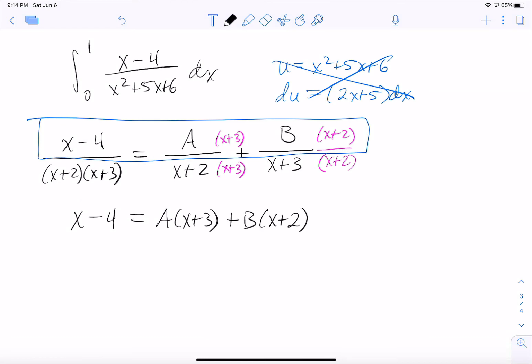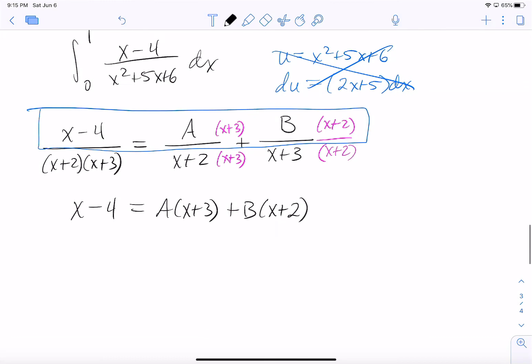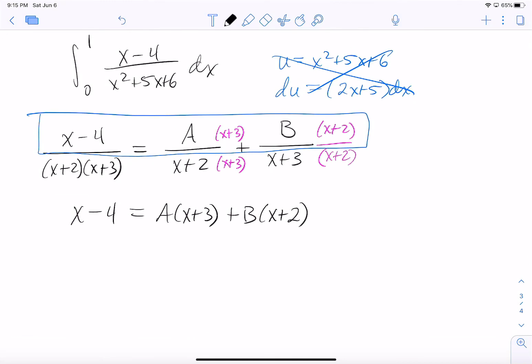At this point, we could go two different ways. One of them is to multiply on the right-hand side and collect our like terms. Distributing A into x + 3 and B into x + 2, and then collecting our like terms, will give us (A + B)x + 3A + 2B. That's equal to x − 4.